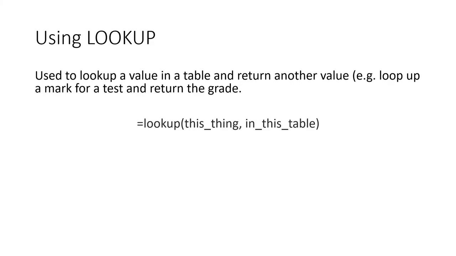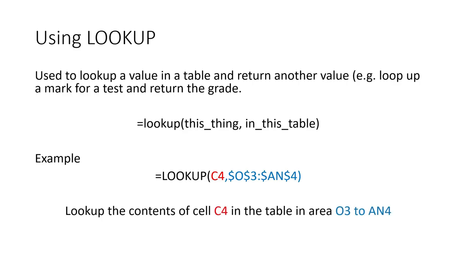So the format of this is you say equals lookup, we then have a bracket, we then have the thing we're looking up, and then you have a comma, and then you have a table. So here's an example. In this case, we're going to look up the value C4, and we're going to look it up in a table that spans from O3 to AN.